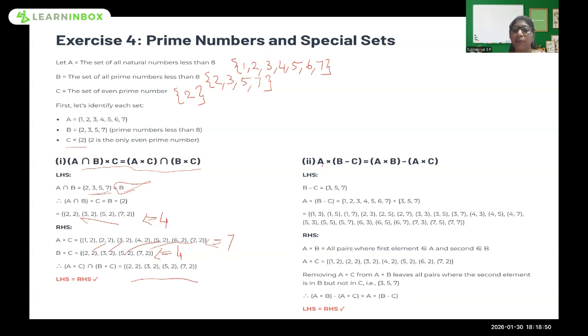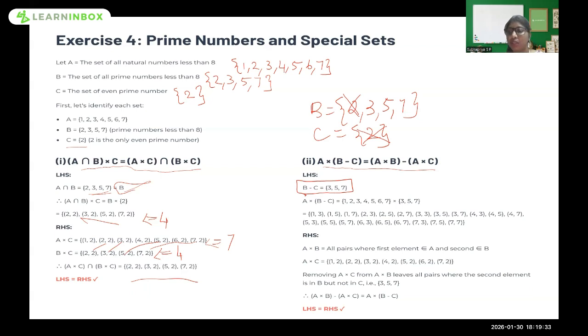Next, we have to prove A cross (B minus C) equals A cross B minus A cross C. So, B minus C. In B, we are having elements 2, 3, 5, 7. In C, we are having 2. So what is the meaning of minus? We have to neglect the element 2 in B. From B, we have to minus C. So B minus C is the set without the element 2. It is just 3, 5, and 7.